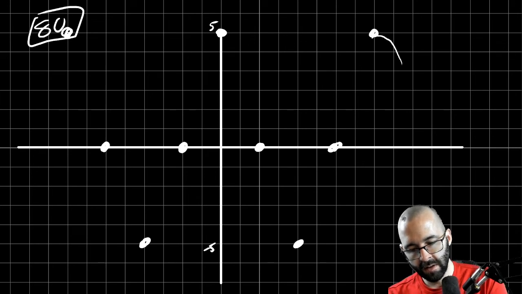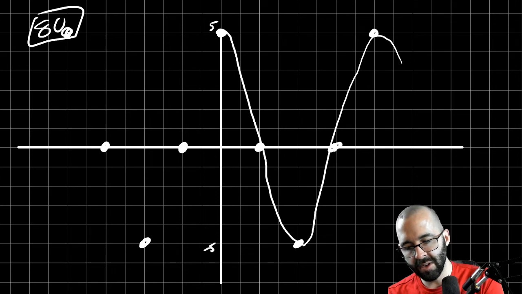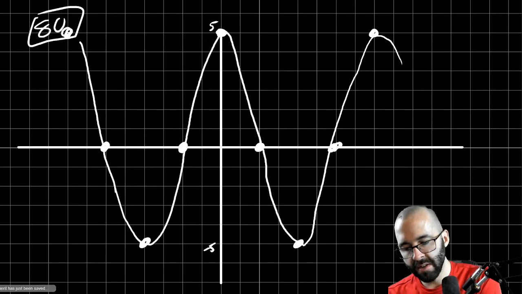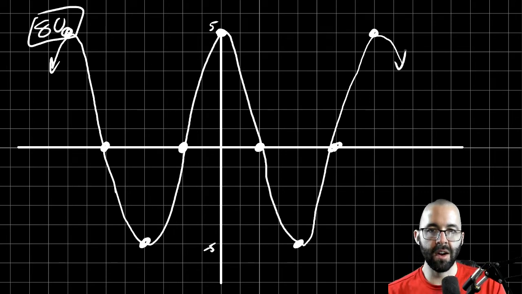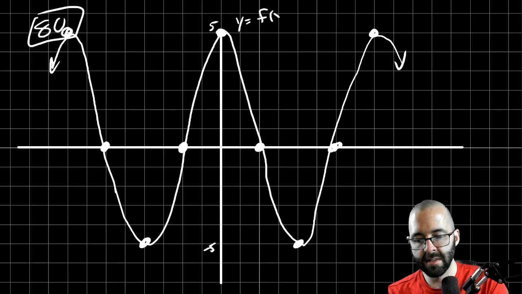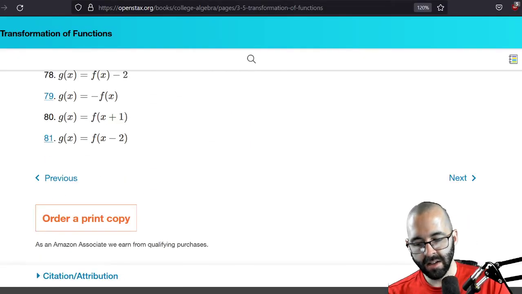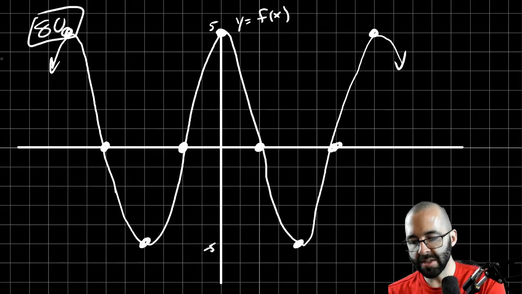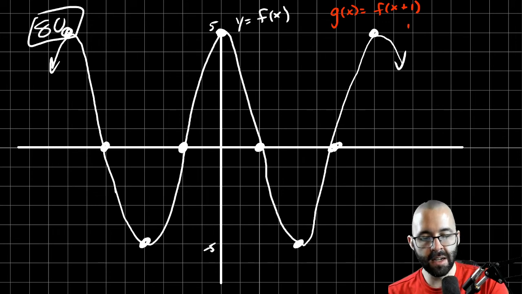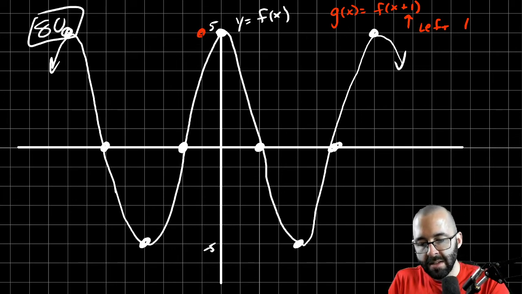So we're copying down the original graph so we can compare. It does this forever. This is y equals f of x. But problem number 80 wants us to look at g. G is f of x plus 1. What transformation is being applied here? Well, +1 on the inside means left 1. So we move all of these points to the left 1. Every single point gets moved 1 unit to the left. That's going to be our new graph g.